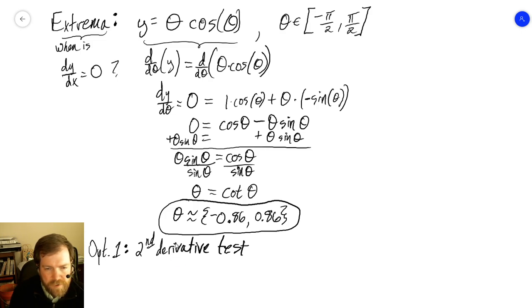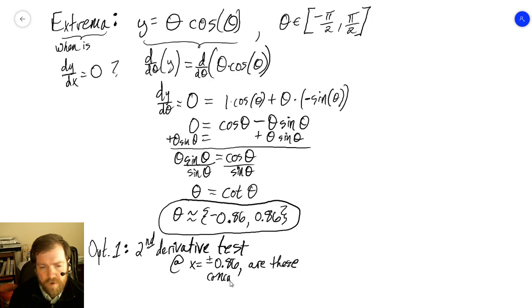So option one is take the second derivative and do the second derivative test. Figure out at x equals plus or minus 0.86, are these concave up or down?